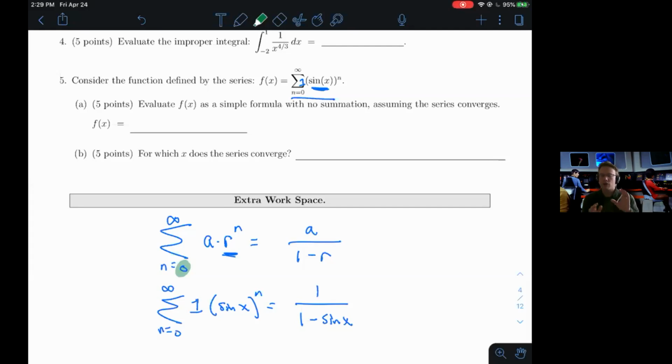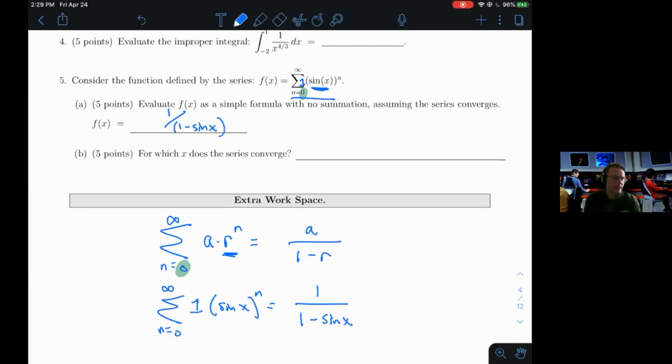However, if you want to say it converges to a specific value, like with this geometric series test, the lower bound for our summation really does matter. The geometric series test condition is that you need to start at 0, and here we do, so we can go ahead and apply it. So our final answer here is 1 over 1 minus sine of x.